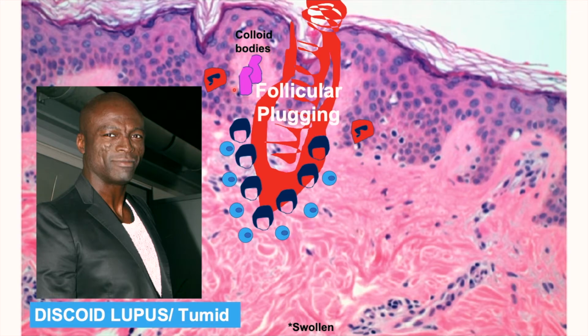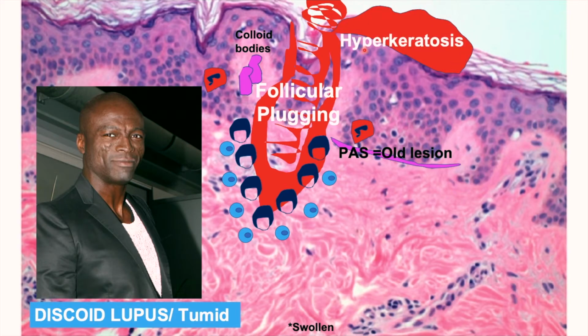In addition, we see colloid bodies, and the basement membrane will be thickened, which is sometimes more appreciated on old lesions. When you do PAS staining, you will see increased thickness of the basement membrane. Hyperkeratosis is another feature you will see in those lesions, and the dermal mucin you can sometimes appreciate on H&E, but more commonly people do colloidal iron.